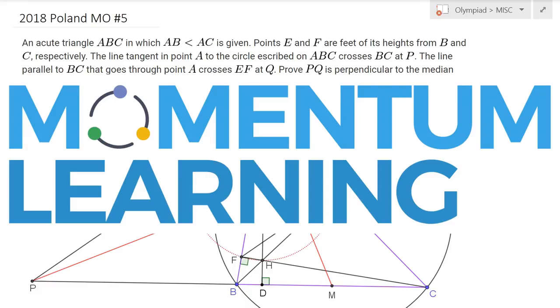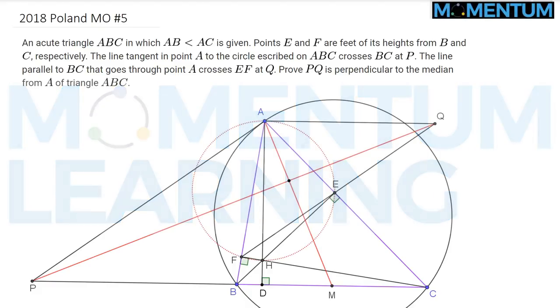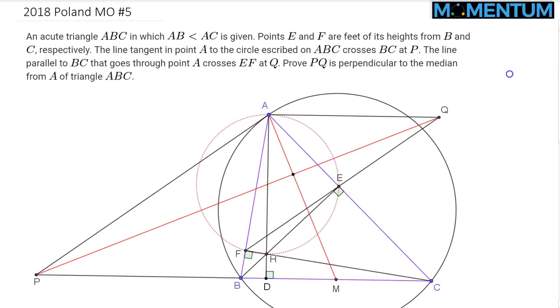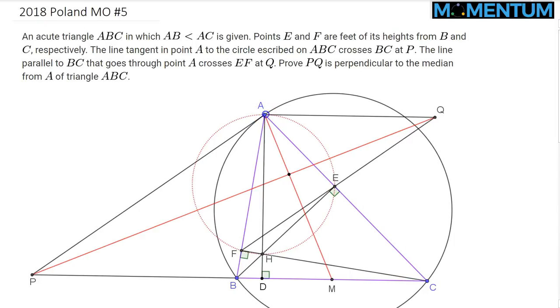Consider the following 2018 Poland Mathematical Olympiad problem number 5. And here's a view of this problem. An acute triangle ABC, in which side AB measures less than side AC, is given.